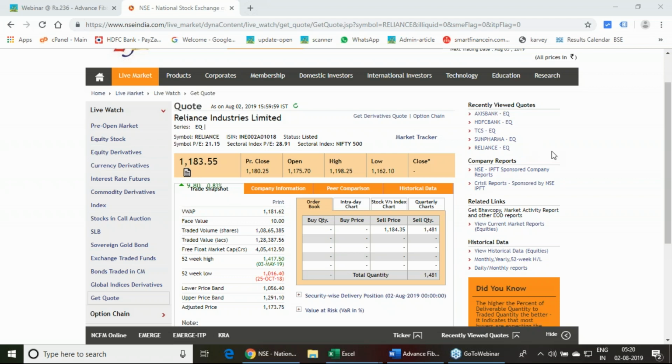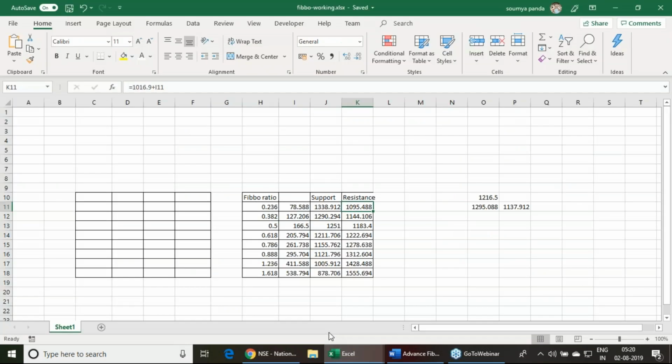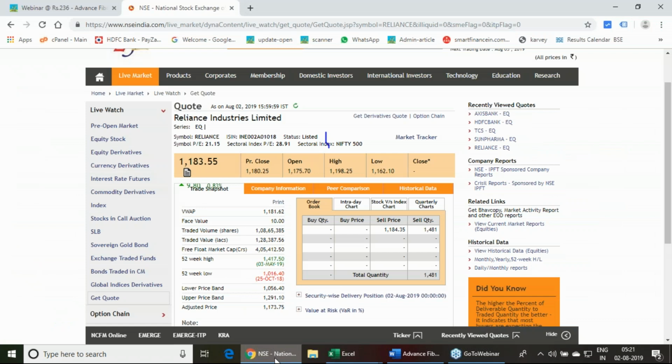So we need to look into the support side calculations. The support side calculation says that 1339 was the support. It has given a breakout. It has come to 1290, then down to 1251, 1212, 1155 and 1121. So these are the levels it has given in the support zone. This is for the long-term investor with a one-year view. This is not for the intraday trader. This method is not for intraday trading.